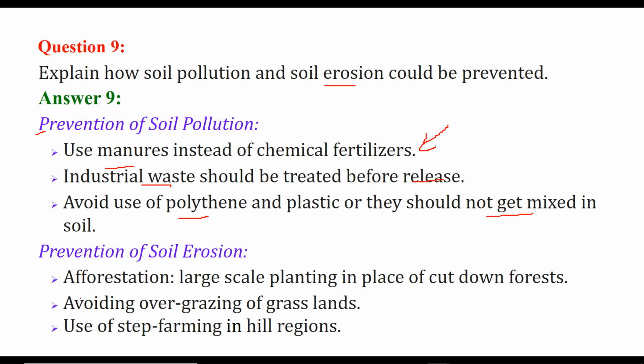Prevention of soil erosion, how we can do that? The first is we need to grow plants, that is we have to cut down the amount of large scale forest cutting. We have to avoid overgrazing of grassland. Only the areas which have that amount of grass need to be fed to the animals, and use of step farming in hilly region would be very beneficial.